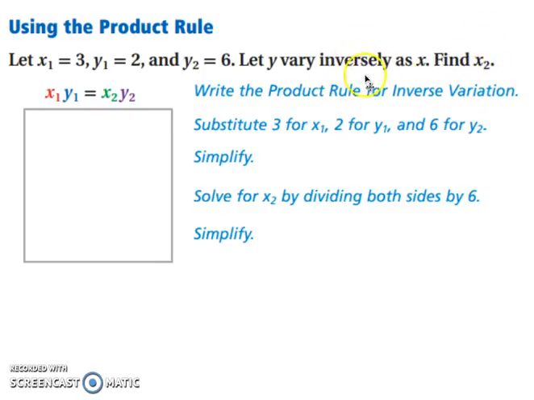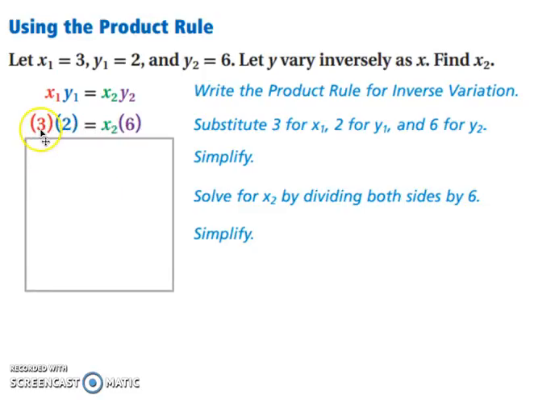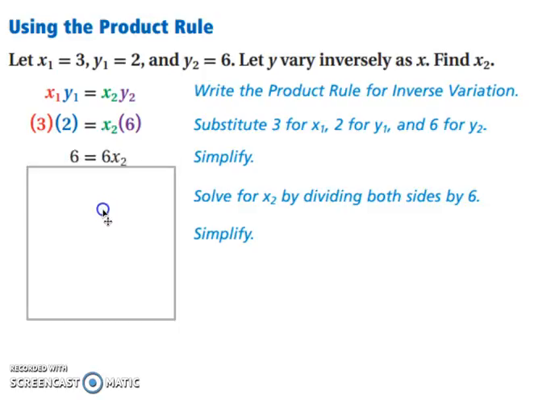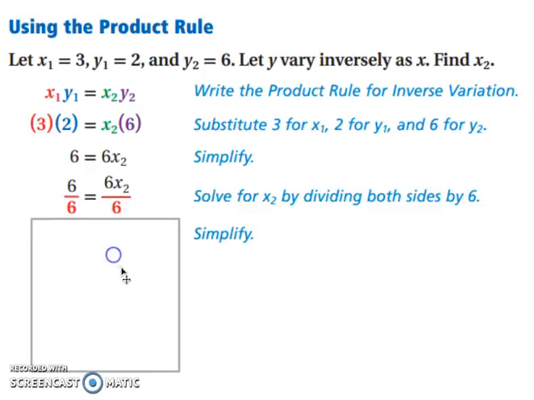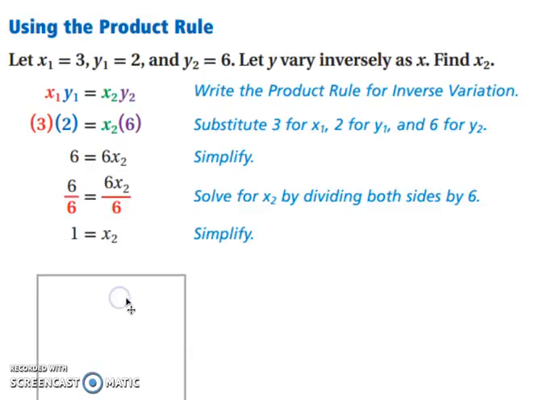We're going to use our knowledge of the inverse product rule to help us out. So we have x1 times y1 is going to equal x2 times y2. Now let's just substitute our values in. So 3 times 2 is 6. So we have 6 equals 6x sub 2. So divide both sides by 6, and we end up with 1. So our x sub 2 is 1. The x value in our coordinate 2, if you want to think of it that way, would be 1.